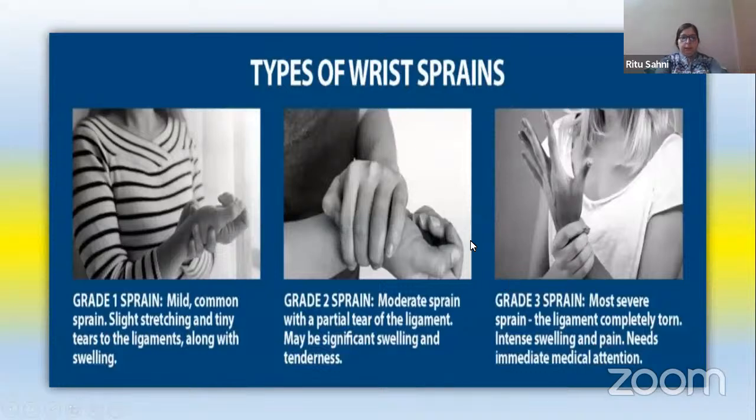And these are the types of wrist sprains. Grade 1 sprain, a mild, common sprain with slight stretching and tiny tears to the ligaments, along with swelling. Grade 2 sprain, a moderate sprain with a partial tear of the ligaments, maybe significant swelling and tenderness. And grade 3, with intense swelling and pain, needs immediate medical attention, because the ligaments are not providing stability and are completely torn. So the movements of the wrist and hand are restricted. That is the grade 3 sprain.